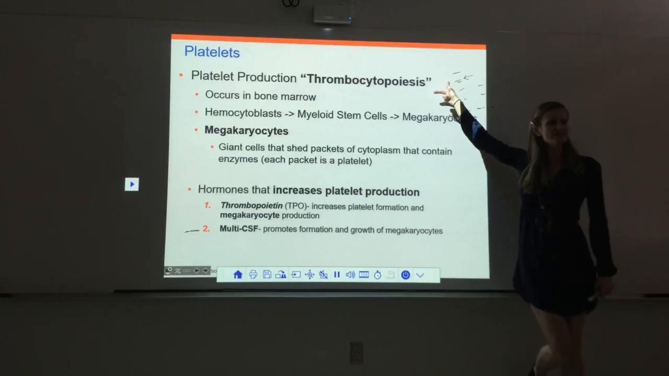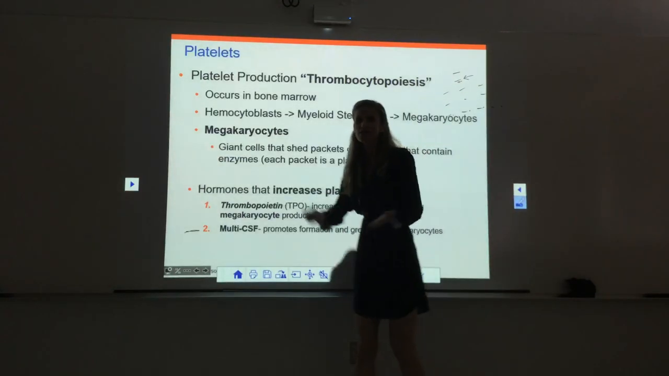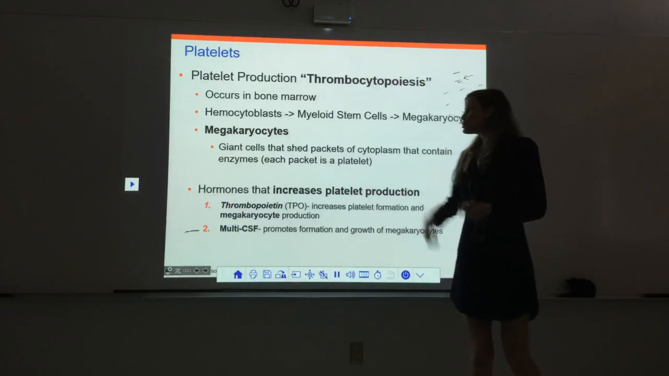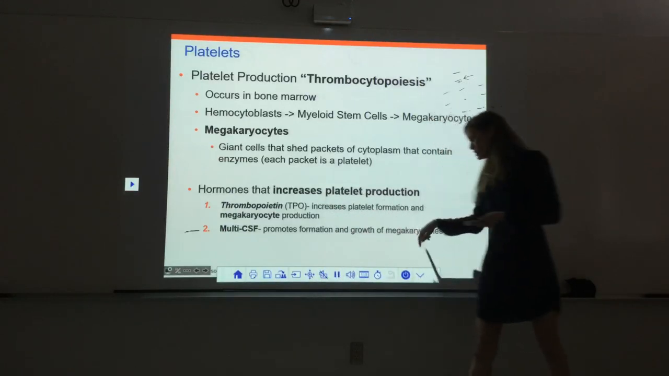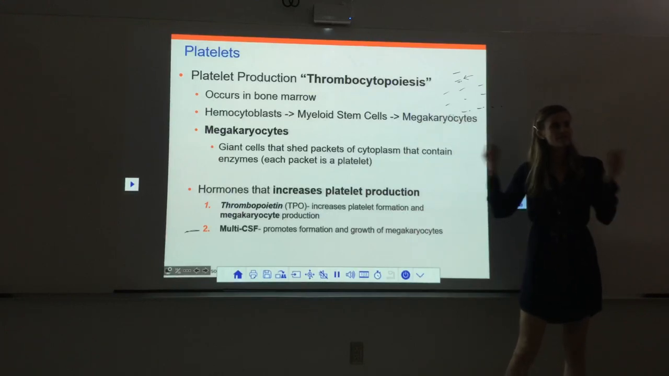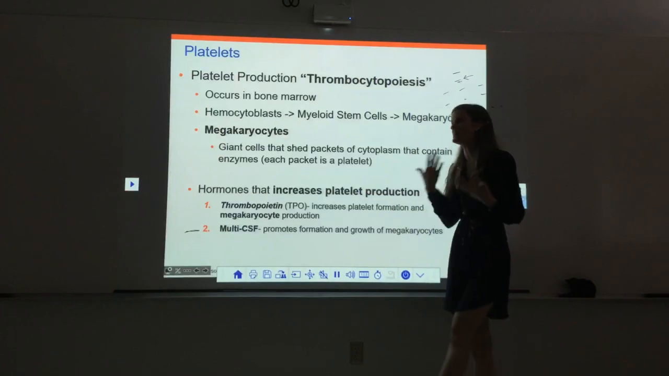Everything but lymphocytes. Good, perfect. It stimulates platelets, red blood cells, and then all of the white blood cells except for lymphocytes. So multi-CSF is also going to promote the formation of thrombocytes, by stimulating how many megakaryocytes we have. Eventually they pinch off and we end up with more platelets.